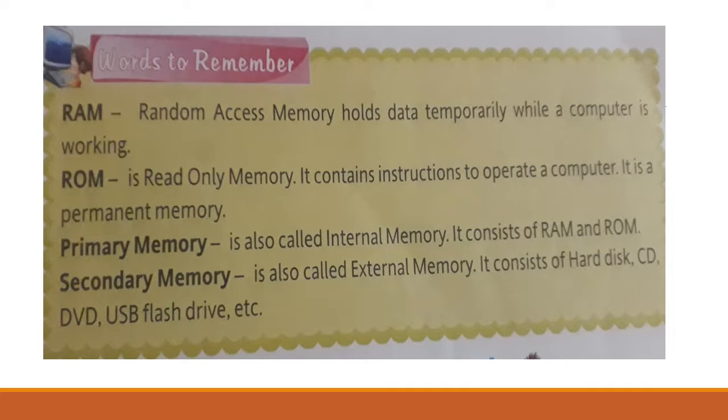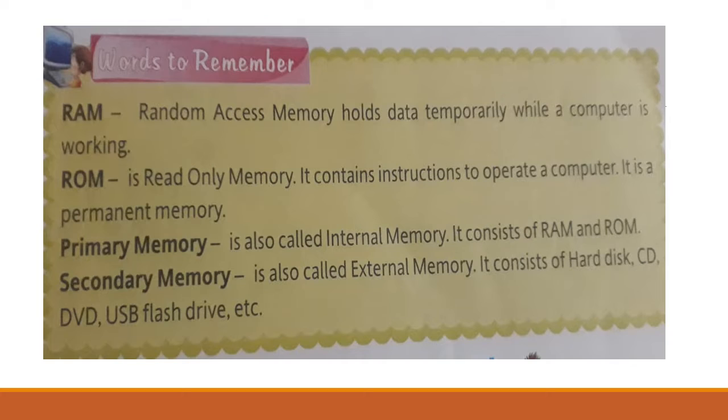First one given to us is RAM. RAM means random access memory, holds data temporarily while a computer is working. Next is ROM. ROM is read-only memory. It contains instructions to operate a computer. It is a permanent memory.